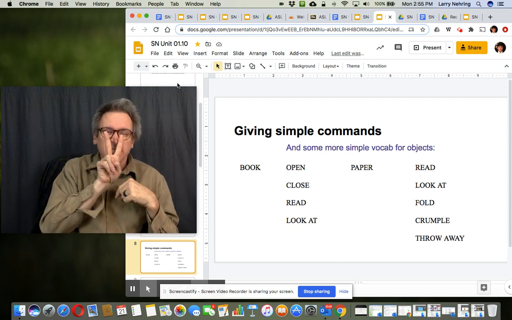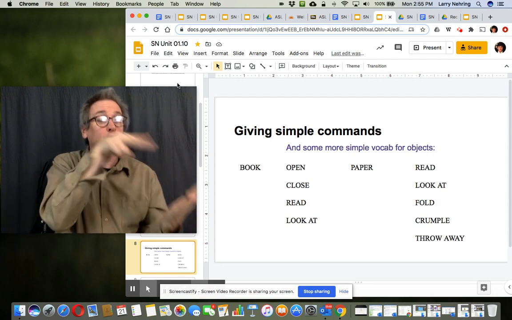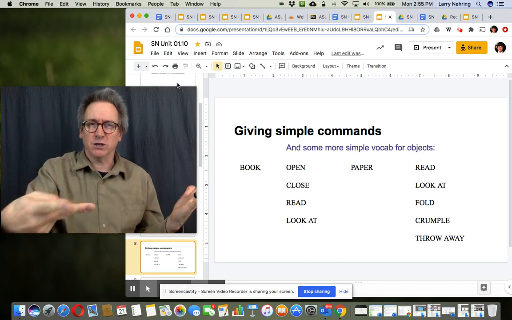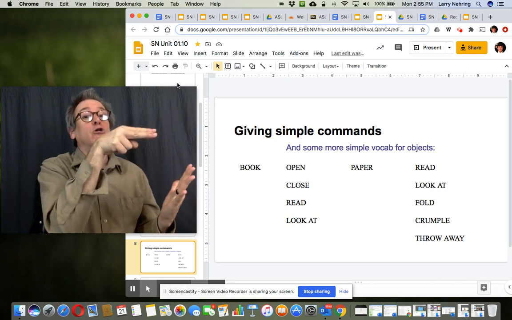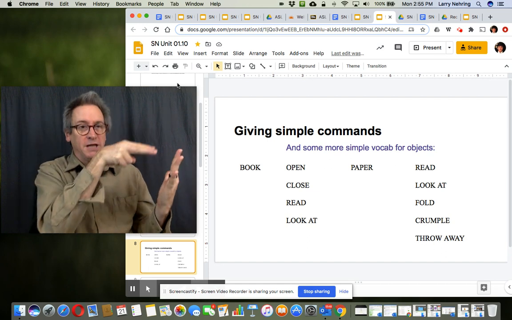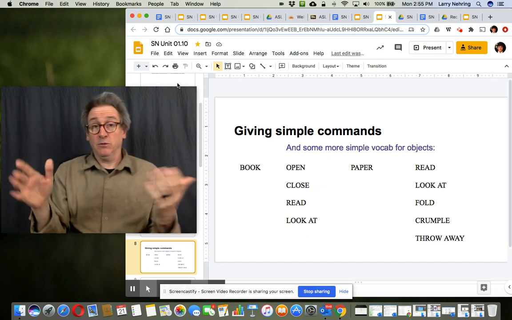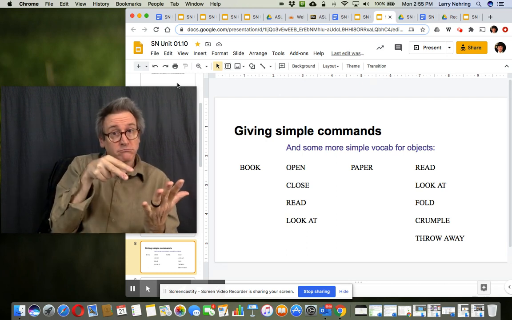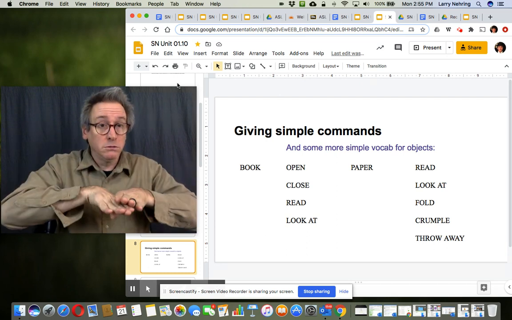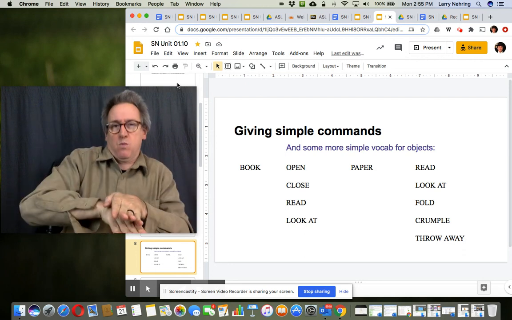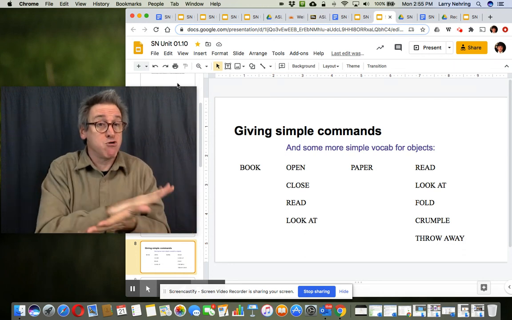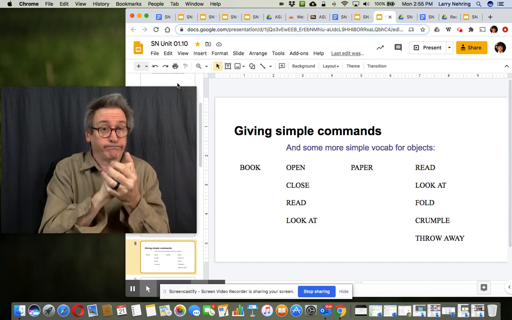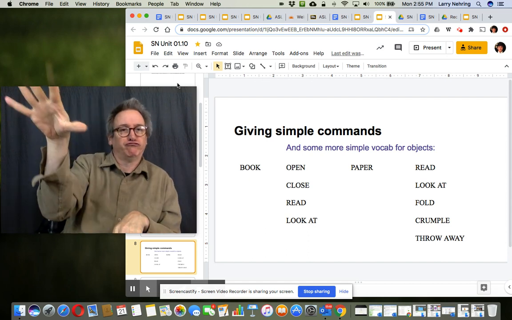Imagine these are your eyes, right? Looking at the papers. You can look at paper or you can read it. Should probably switch those, right? Look at, read. So you're looking at all the way down. Same thing with paper. You can read, you can look at. Paper you can fold. You can crumple it too, right? I'll throw it away.